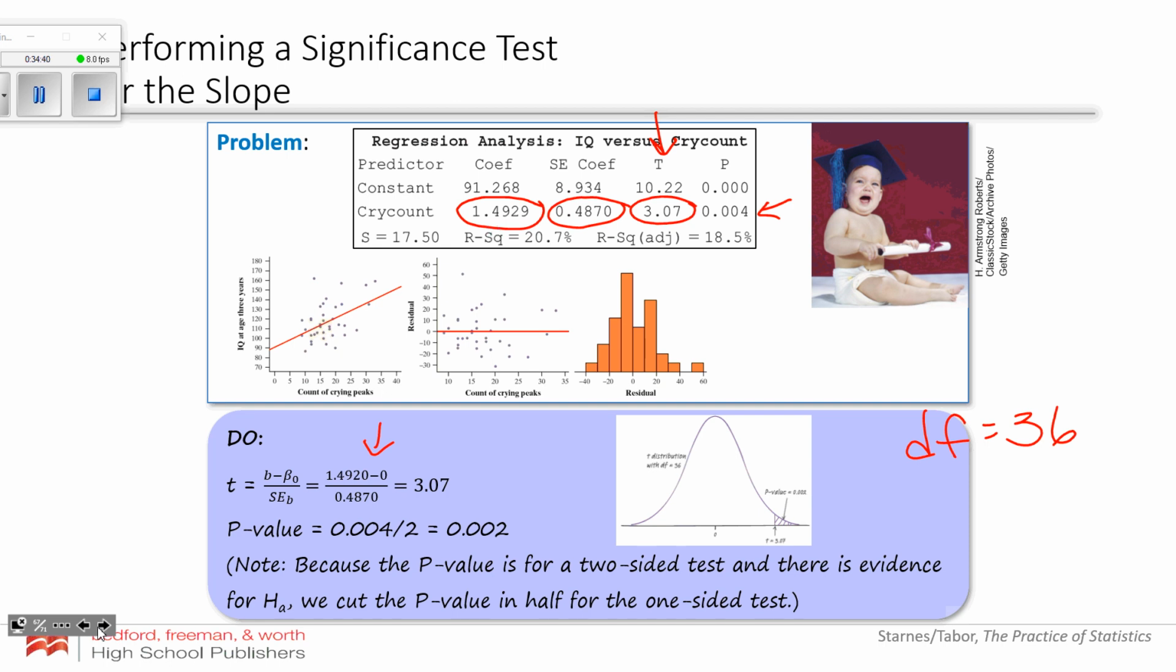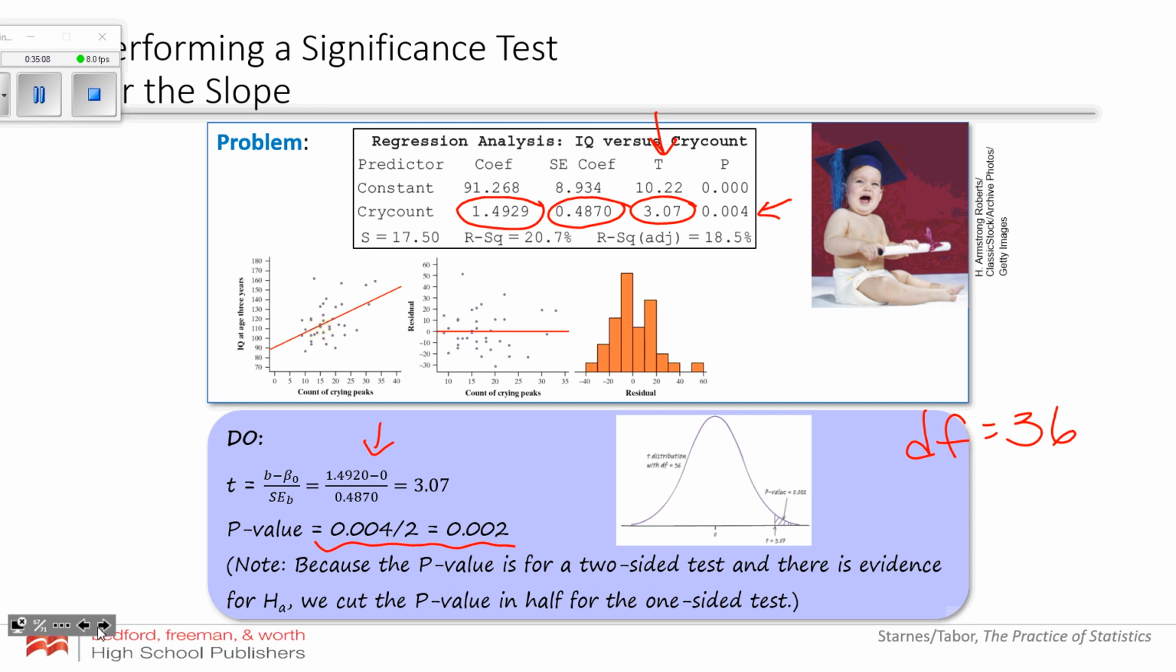So your p-value, listen to me carefully. The p-value on this table always assumes that you wanted to do a two-tailed test. So this p-value would be the p-value for a two-tailed test. Are we doing a two-tailed test? We're doing a one-tailed test. So what do I do with the p-value? Divide it by 2. So my p-value is 0.002. Does that make sense? All right.